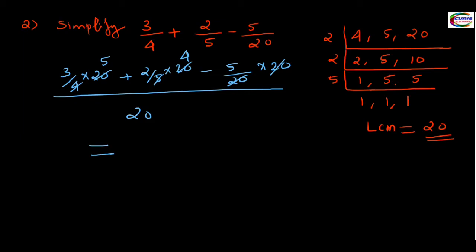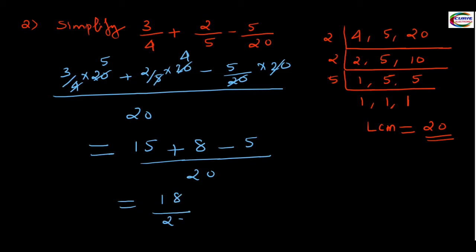Now which equals what? 3 5s are 15. 15 plus 2 fours are 8 minus 5 upon 20. If I simplify this, what will I get? 15 plus 8, 23. 23 minus 5, 18. 18 upon 20. We can divide numerator and denominator by 2, so we'll get 9 upon 10. So this is the answer. This is how we apply LCM to simplify problems.